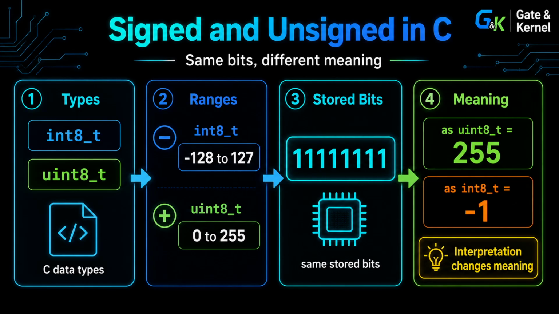A signed 8-bit integer ranges from -128 to +127. An unsigned 8-bit integer ranges from 0 to 255. If the stored bits are 8 ones, uint8_t interprets them as 255. int8_t interprets the same bits as -1. This is a practical example of how a data type changes the meaning of a bit pattern.